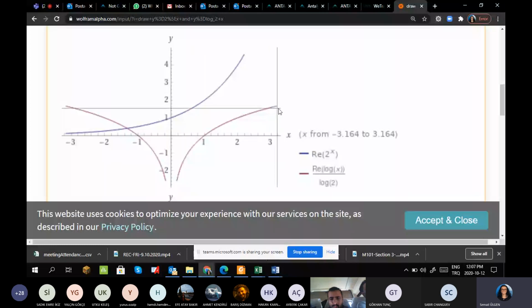Do you see that the blue and this pink are symmetric with respect to y is equal to x? If you draw a y is equal to x line here, it is symmetric. So this tells us that these two functions are inverses of each other. So Wolfram Alpha is good, and sometimes we are going to use it. It's very useful, and I put it in there if you need it. All right, let's go back to where we left off.